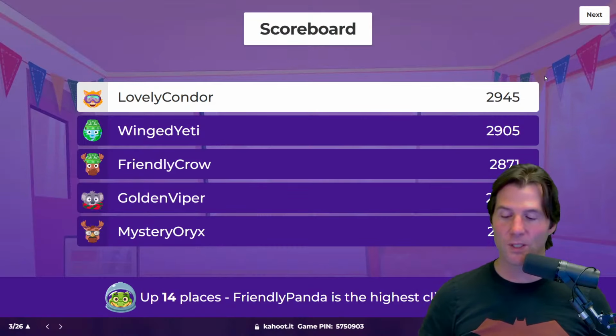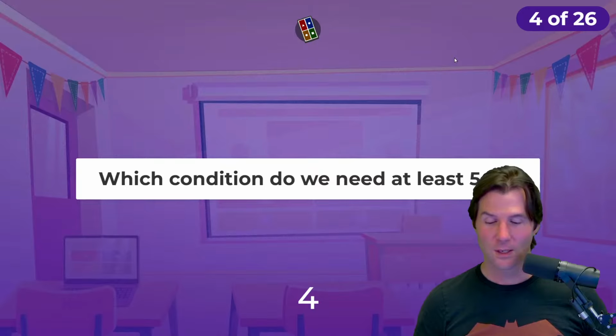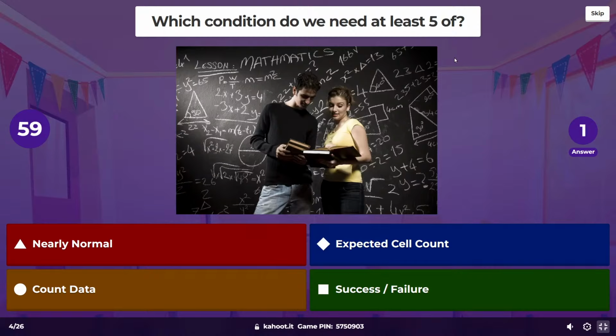Okay, Lovely Condor, Winged Yeti, Friendly Crow, Golden Viper, and Mystery Oryx. Next question. Which condition do we need at least 5 of? Good review question on this right here, too. Which condition do we need at least 5 of? And we could solve this out. I'll give you a version of this right now.